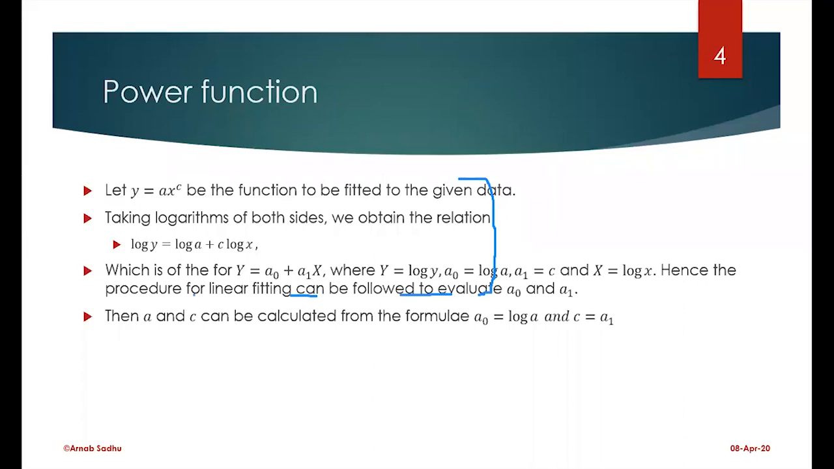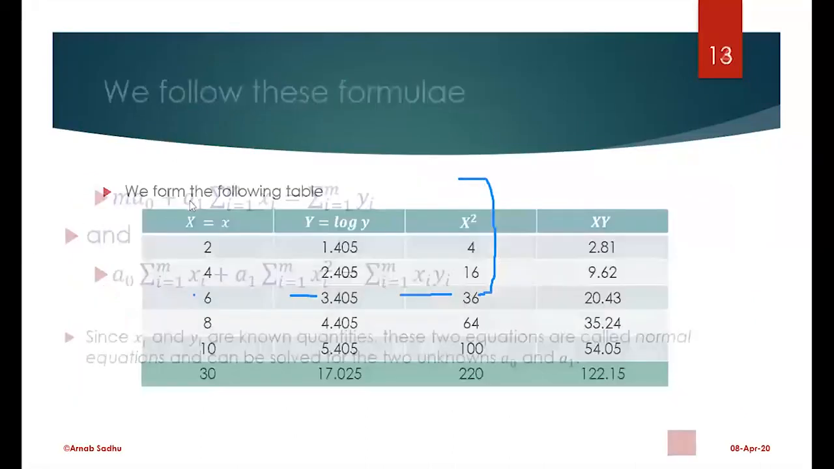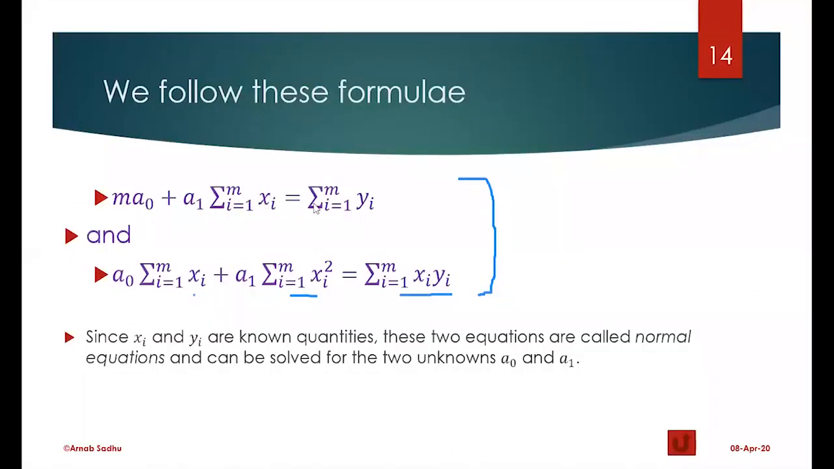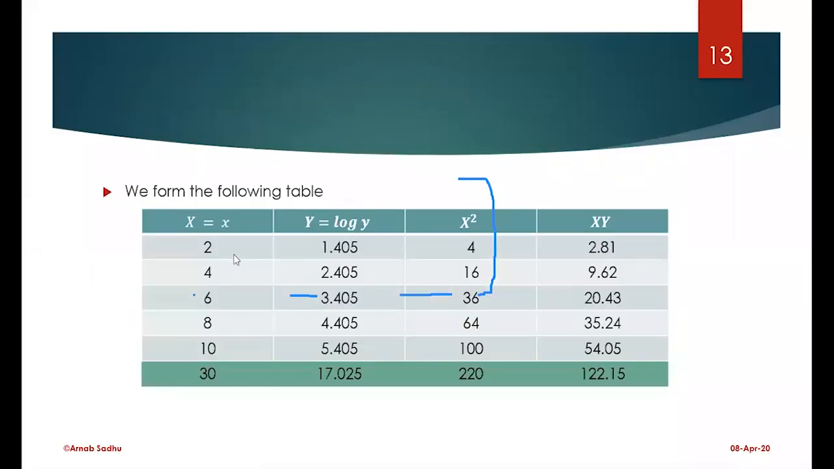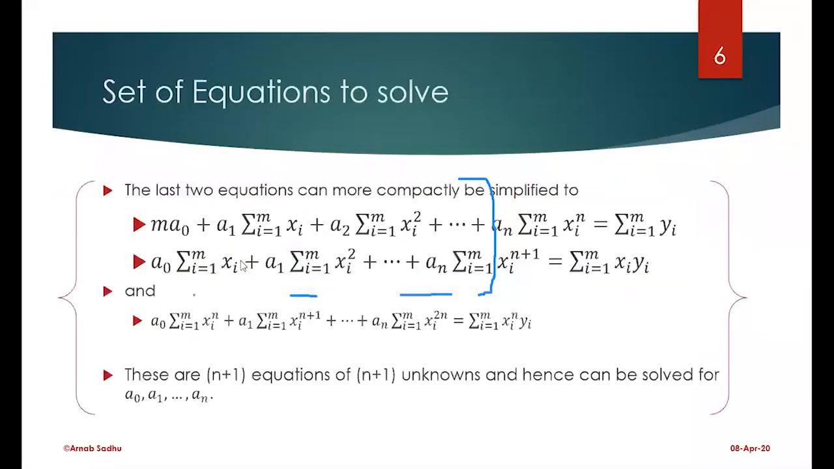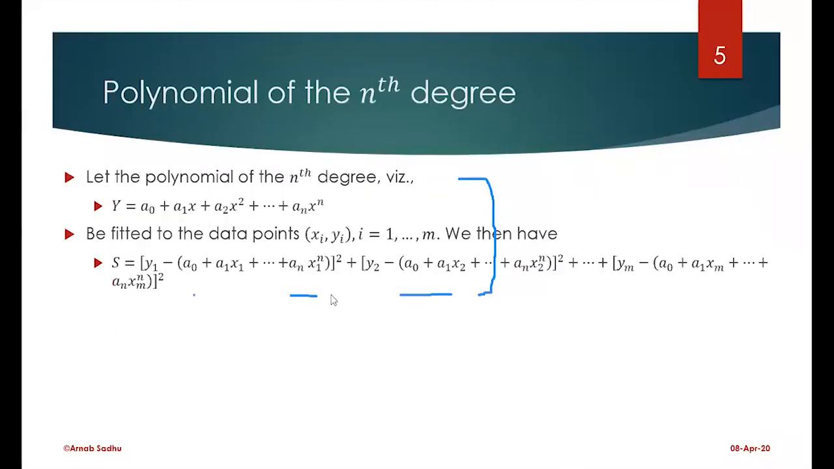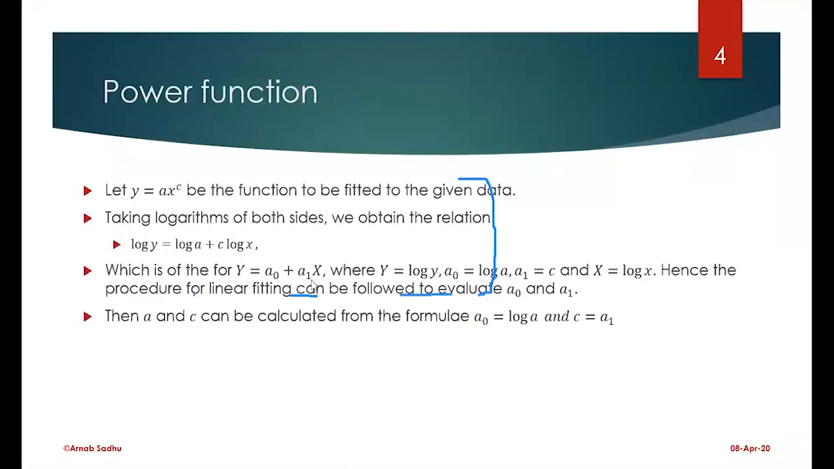So all these values, summation of X, summation of X squared, summation of XY, and summation of Y, are known to me. So I will form an equation like this: n A0 plus A1 summation of xi equals summation of yi, and these two equations can now be solved for the values of A0 and A1. And as soon as we get the values of A0 and A1, we will put them in this equation, where we know the values of A0 and A1, so we will get Y is equal to A0 plus A1 X.